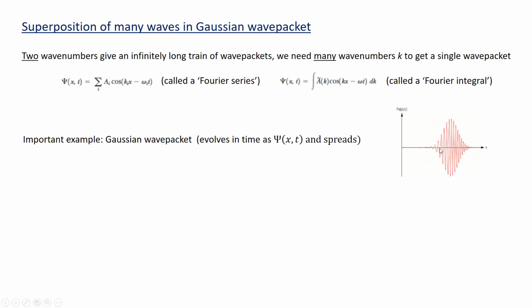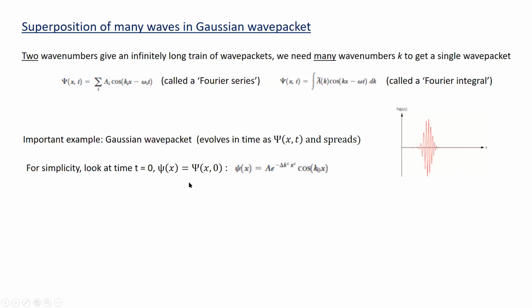As you can see, it starts out more localized and gradually spreads out. And that's because in this medium, it's called a dispersive medium, the individual wave numbers or wavelengths move at different velocities, and so the wave packet tends to spread out. Just an interesting side note there. But for simplicity, we're going to look at t equals 0, so at the start.